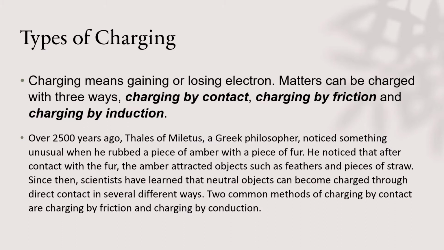Over 2,500 years ago, Thales of Miletus, a Greek philosopher, noticed something unusual when he rubbed a piece of amber with a piece of fur. He noticed that after contact with the fur, the amber attracted objects such as feathers and pieces of straw. Since then, scientists have learned that neutral objects can become charged through direct contact in several different ways. Two common methods of charging by contact are charging by friction and charging by induction.